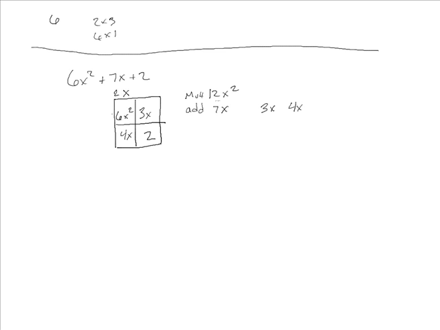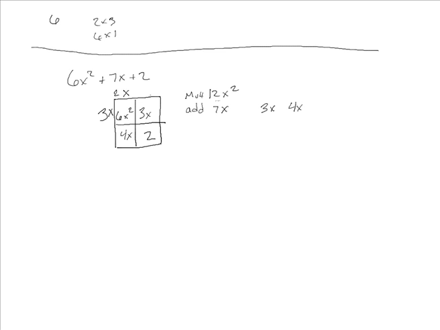Okay, now let's factor the first row. 6x squared and 3x. The greatest common factor of 6 and 3 is 3, and the greatest common factor of x squared and x is x.